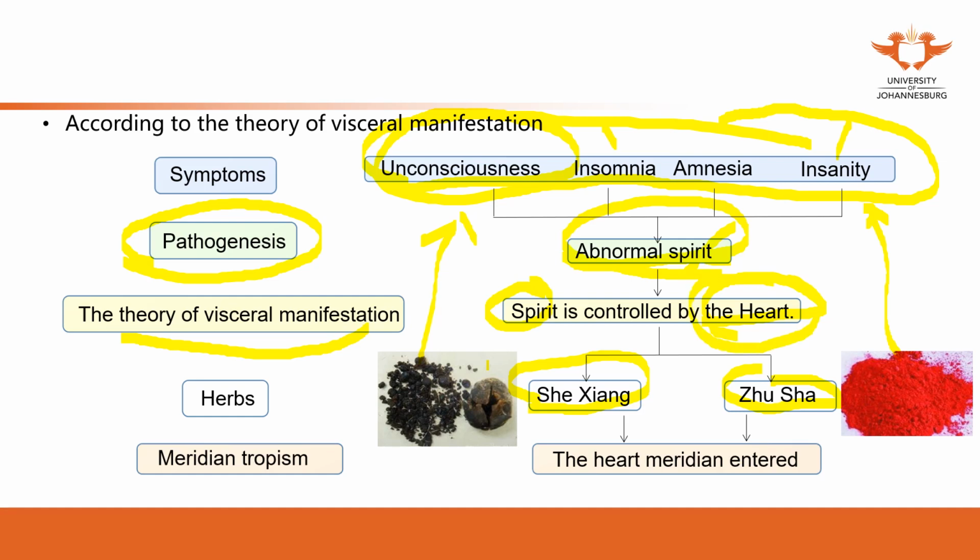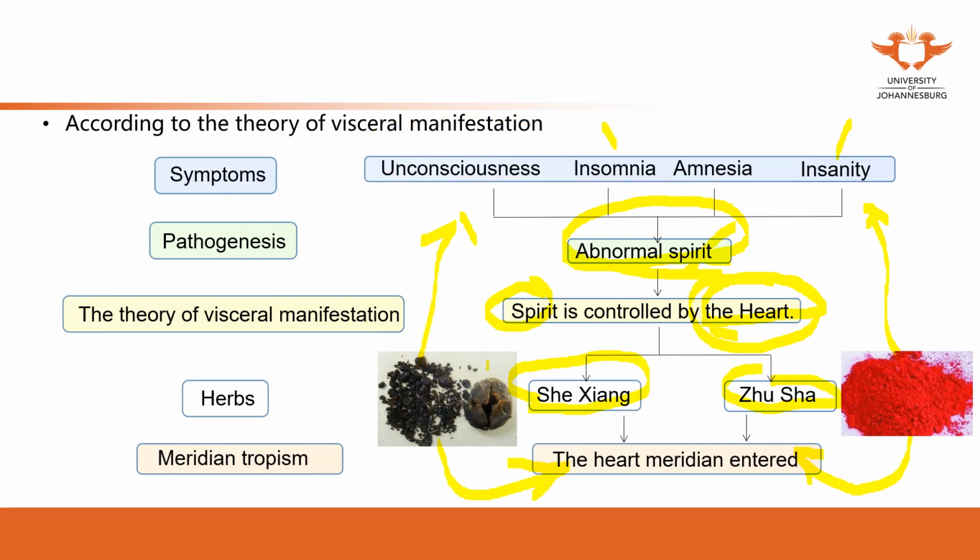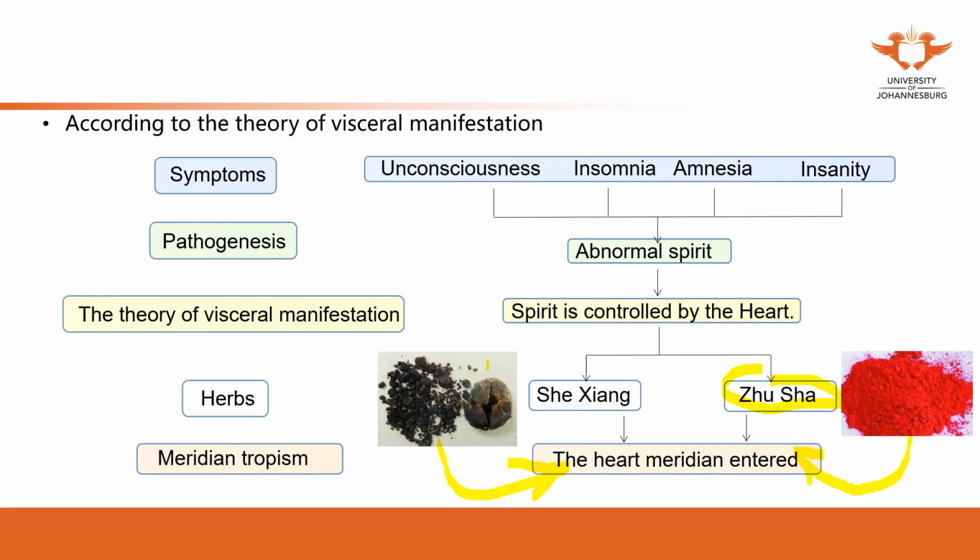So in other words, Sexiang can enter the heart meridian, Wusa can enter the heart meridian. So that's from the function of the herb, and then we conclude to the meridian tropism. So this is from the visceral manifestations.